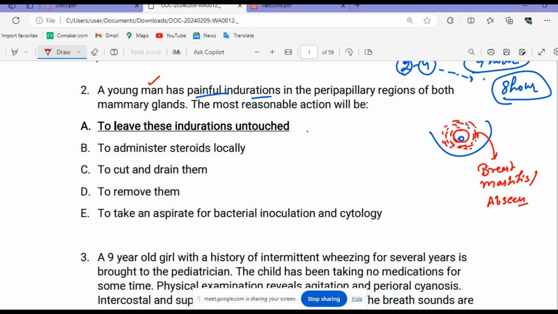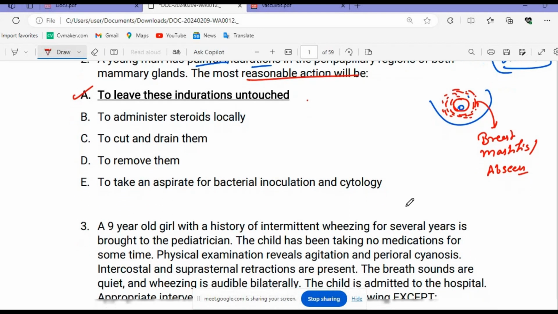Would you like to touch there? Let's suppose you have any small injury, would you like to touch it because of the inflammation? So what will you do? You will leave this induration untouched. That is a simple, direct question. In the peripapillary regions of the mammary gland, the most reasonable action is to leave the induration untouched. Don't touch it.